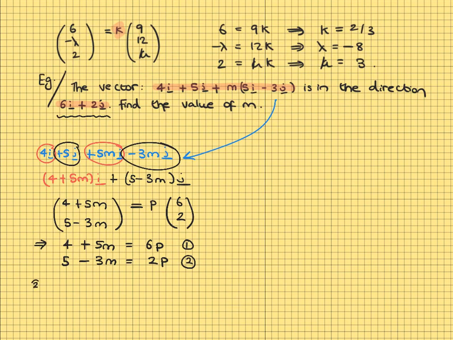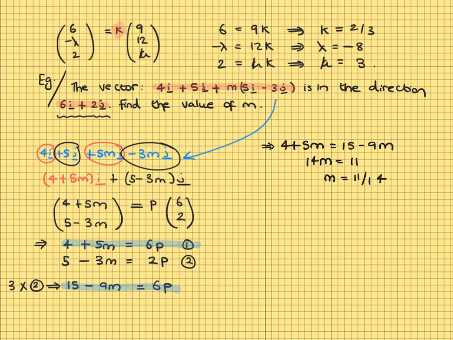And what I'm going to do is take equation 2 and multiply it by 3, which gives me 15 minus 9m is equal to 6p. So I now have original equation 1, 3 lots of equation 2, and they're both equal to 6p. I'll continue up over here, which allows me to say that 4 plus 5m must be equal to 15 subtract 9m, which gives me 14m is equal to 11. So the value of m is equal to 11 over 14.